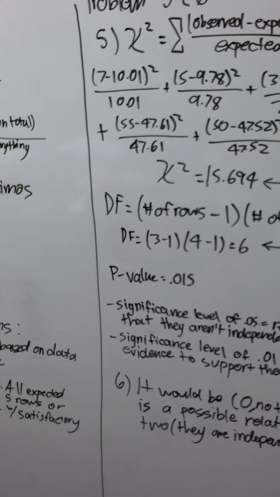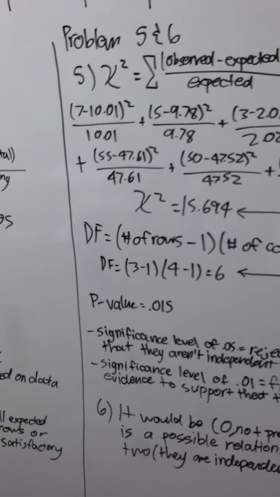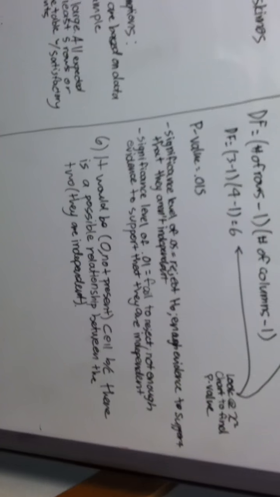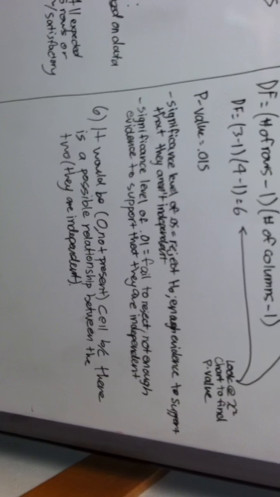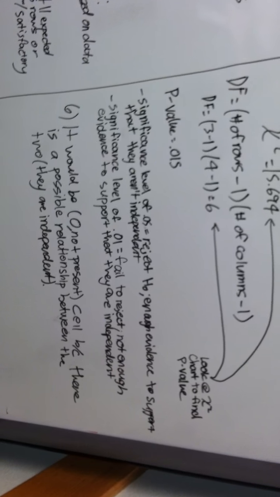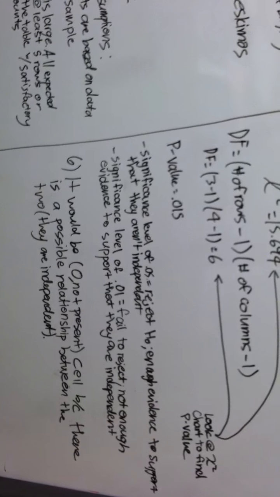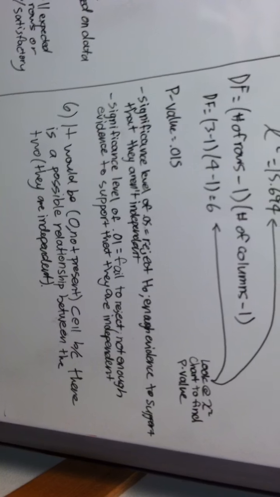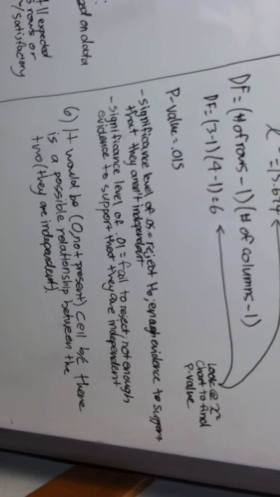It asks, do the results suggest that there is sufficient evidence of a relationship between blood type and TB incidence at a 0.05 significance level? At the significance level of 0.05, we reject the null because we have enough evidence to support that they aren't independent. But at the significance level of 0.01, we fail to reject the null because there is not enough evidence to support that they aren't independent.